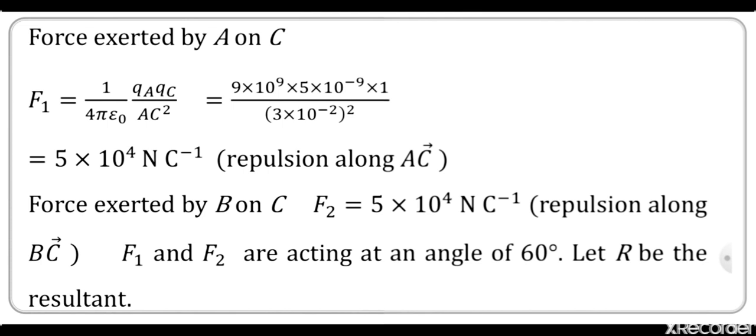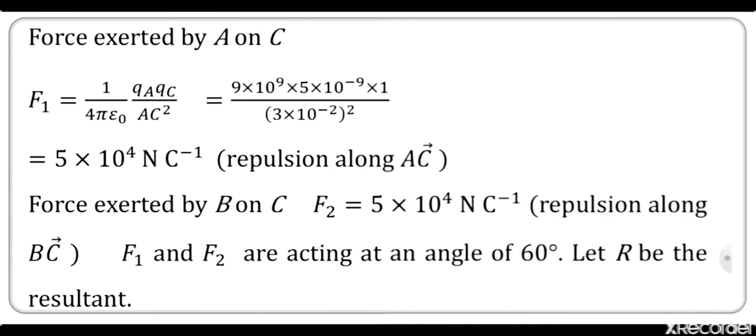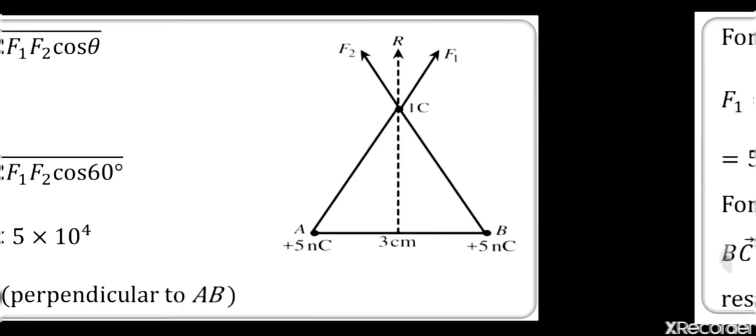And next, force exerted by B on C. Again, you will get the same answer because the values are same, 5 and 1. You will get the F2 also same. So we got F1 and F2 both are same, and F1 and F2 are acting at an angle 60 degree. Okay, let R be the resultant.